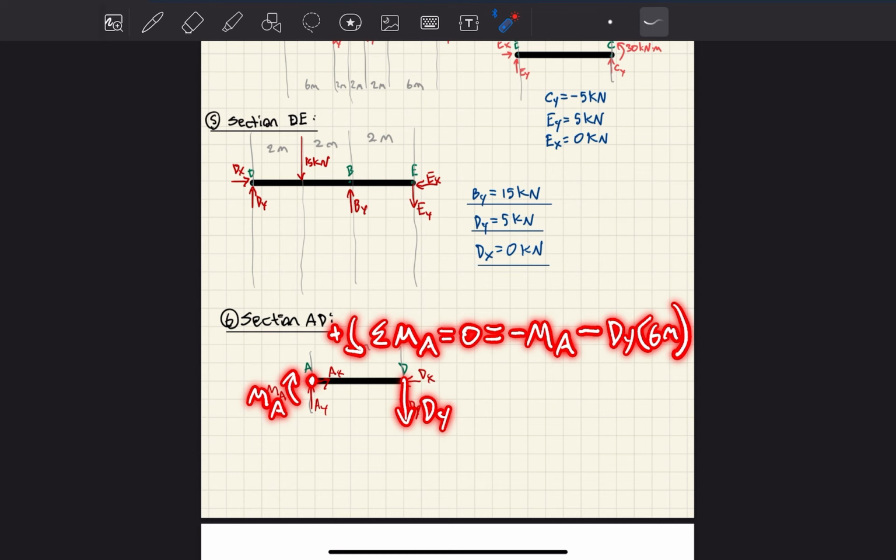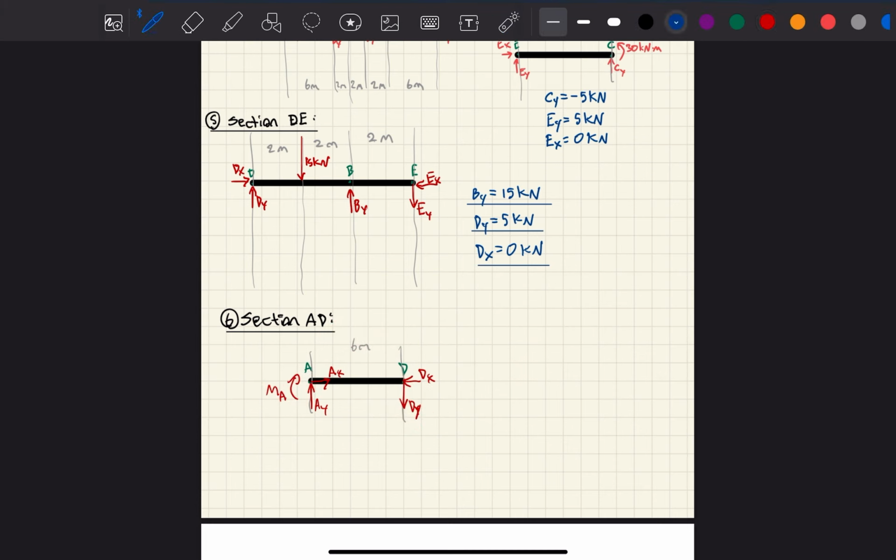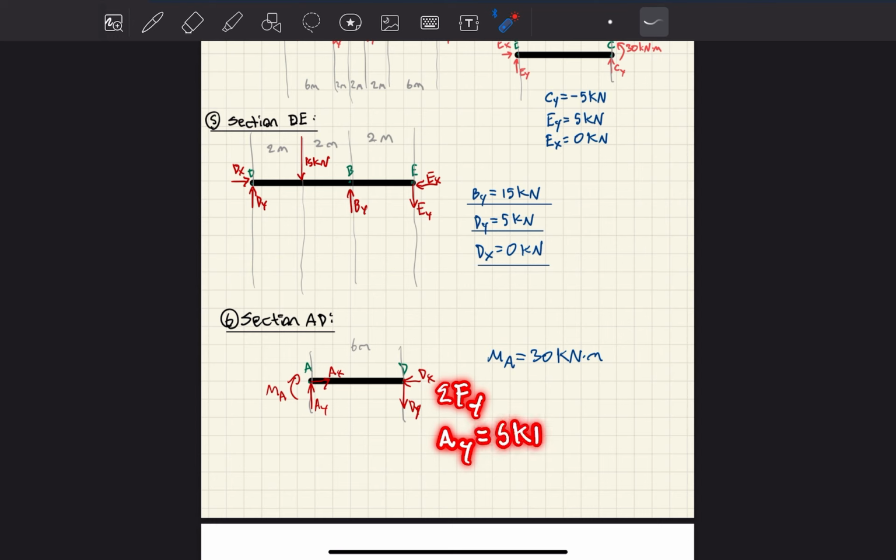Okay, one equation, one unknown. Your unknown in this case is MA. You already have dy. You found it up here. You're going to get that MA is equal to 30 kilonewton meters. If you take a sum of forces in the y direction, you're going to get that AY is equal to 5 kilonewtons. And you're going to get that AX is equal to 0 kilonewtons. And those are your final answers.